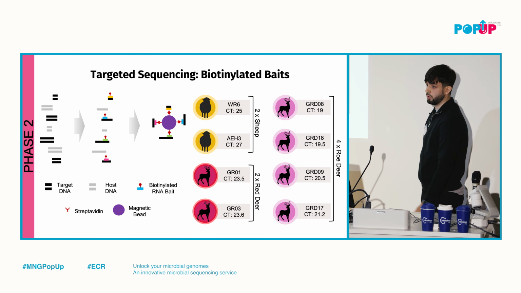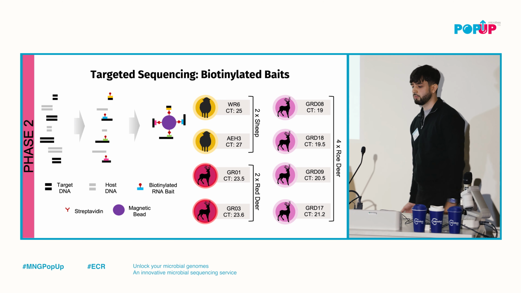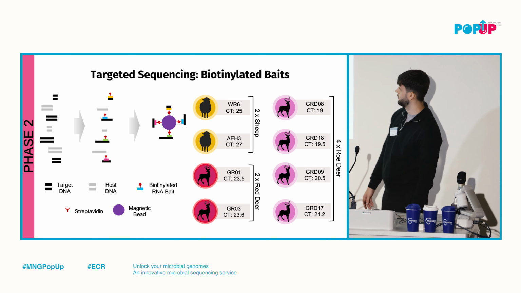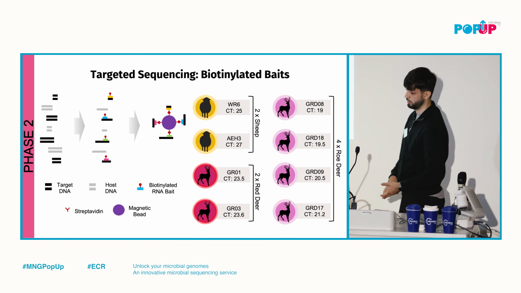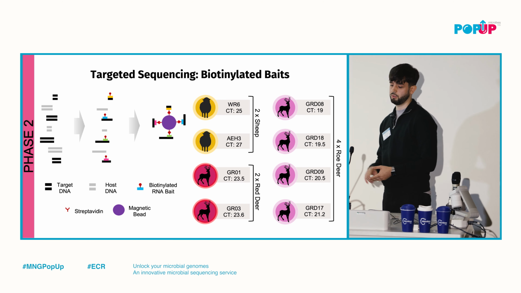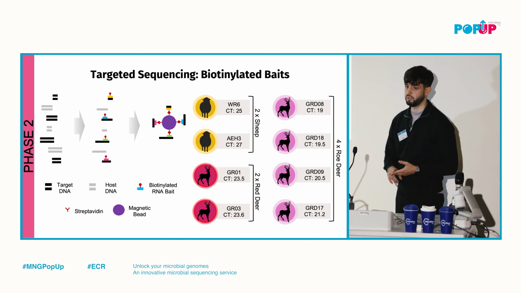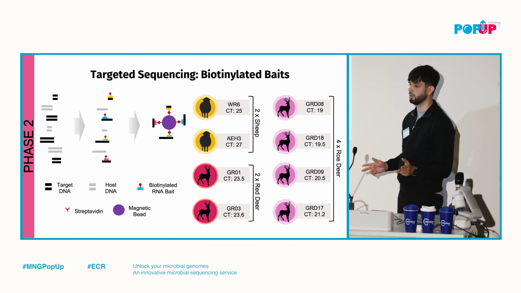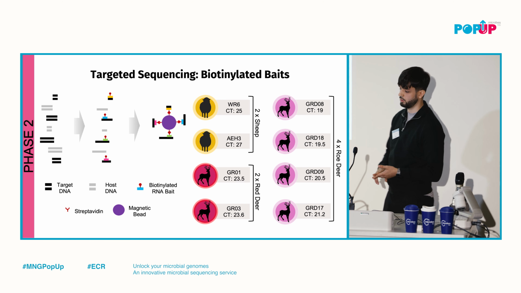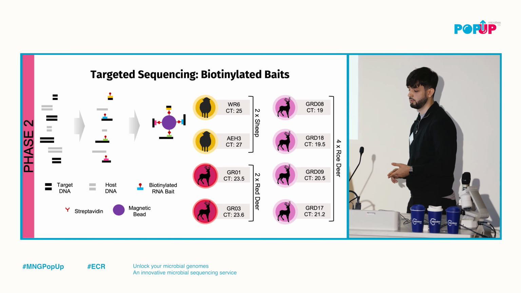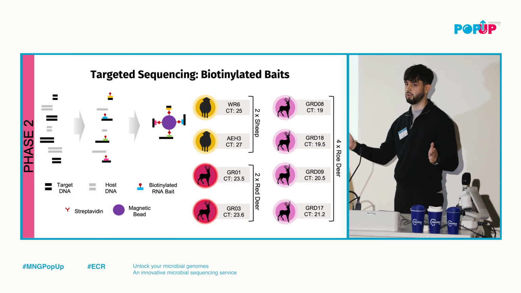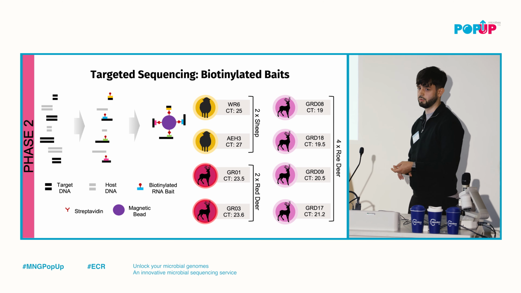So then we had to look for some sort of enrichment techniques to increase the number of reads that we're getting in the data. So the first thing that we looked at doing was using biotinylated baits. So the way these baits work is we concatenated the 7 genomes that we got from phase 1 of the project, and we designed baits that were complementary to basically every point of this genome. So there's 125,000 of them.